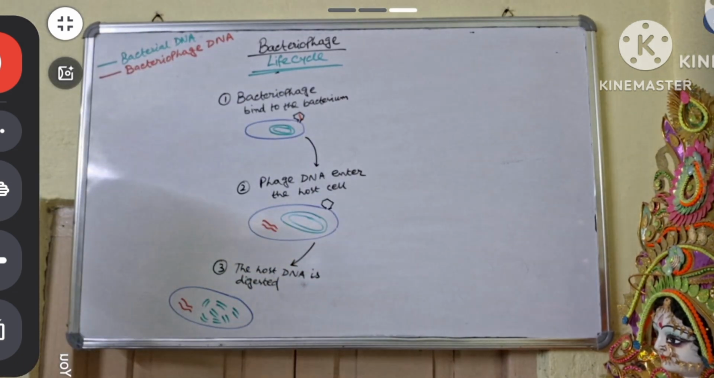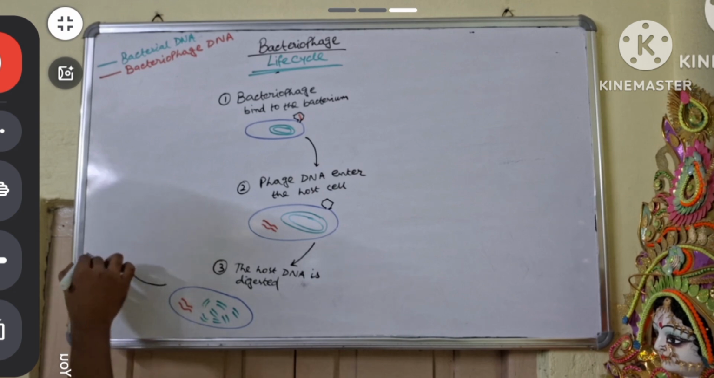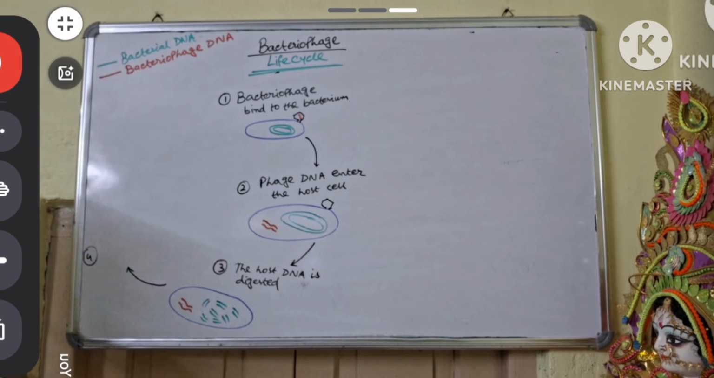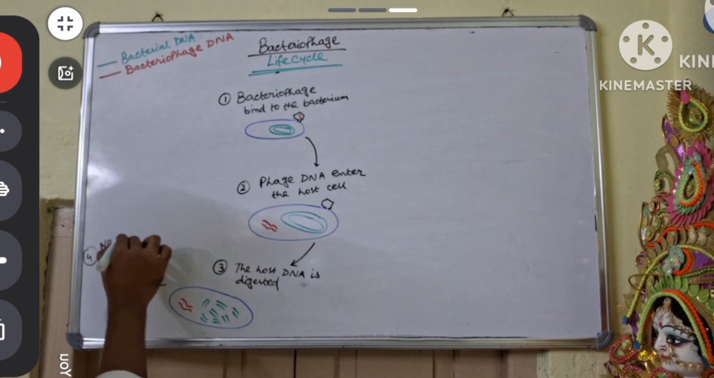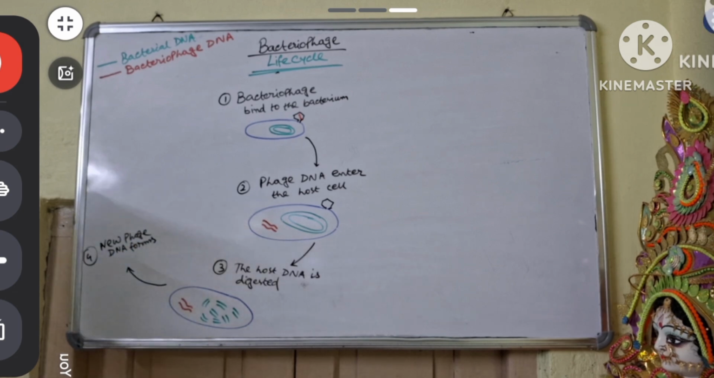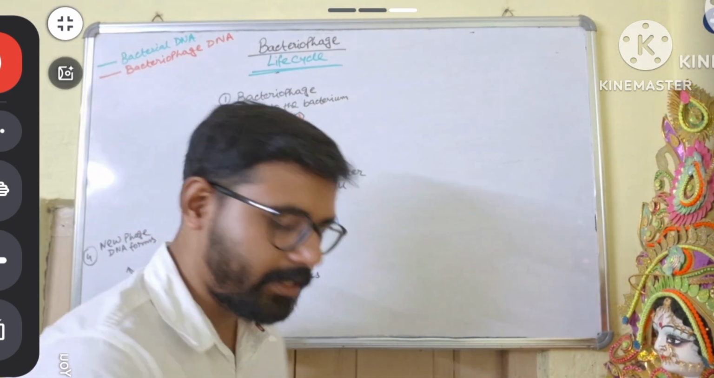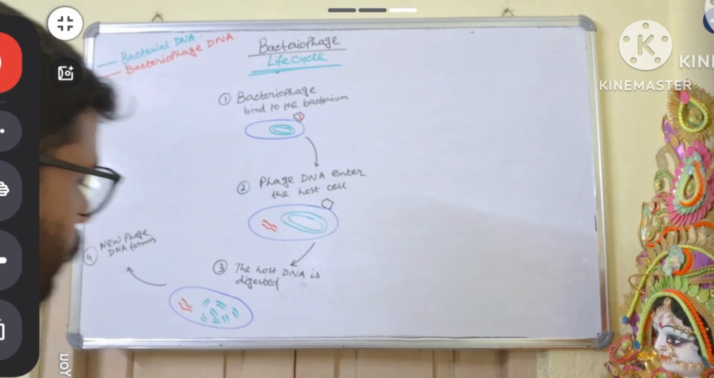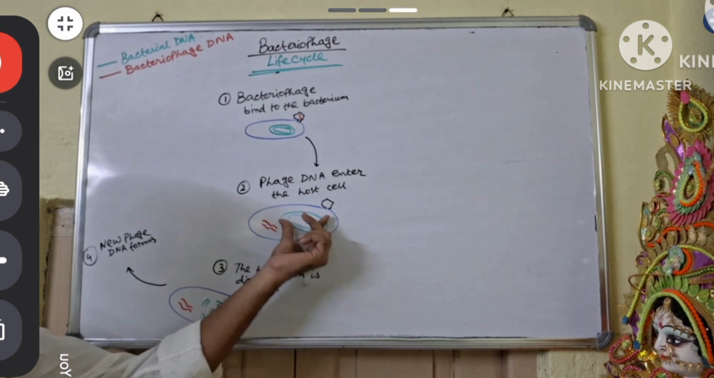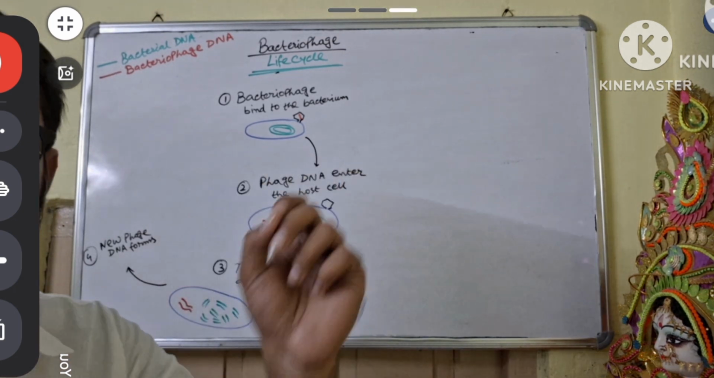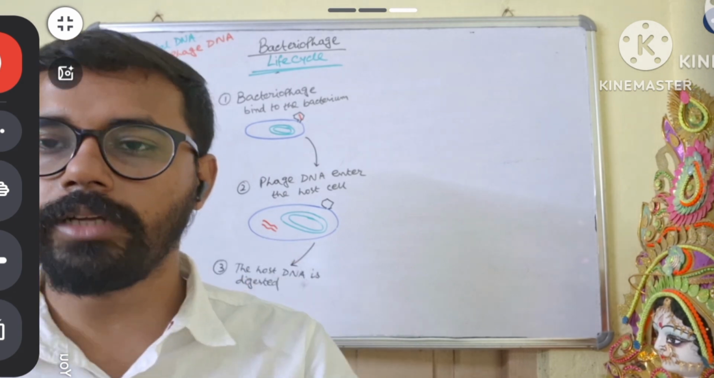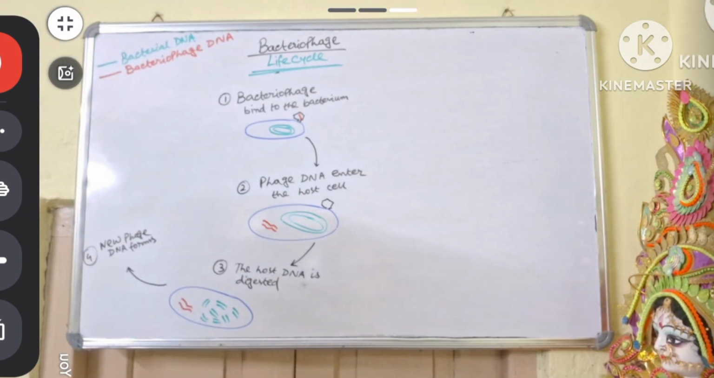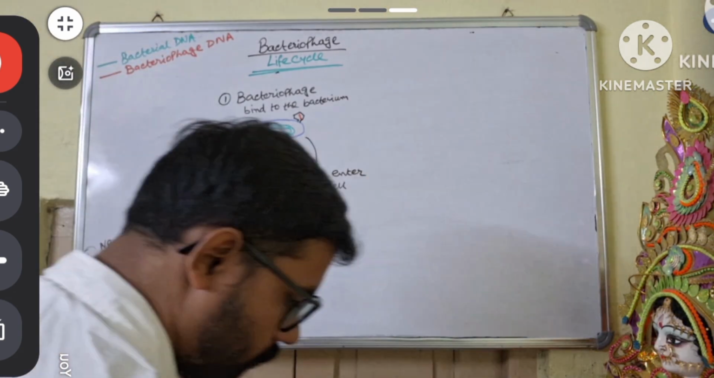Number 4, new phage DNA forms. The raw materials of the DNA are basically the same: the nucleotides, dNTPs, deoxyribonucleotides. So they convert the host DNA into dNTPs after degradation, and by utilizing these deoxyribonucleotides, they make their own DNA. So now phage DNA is formed.